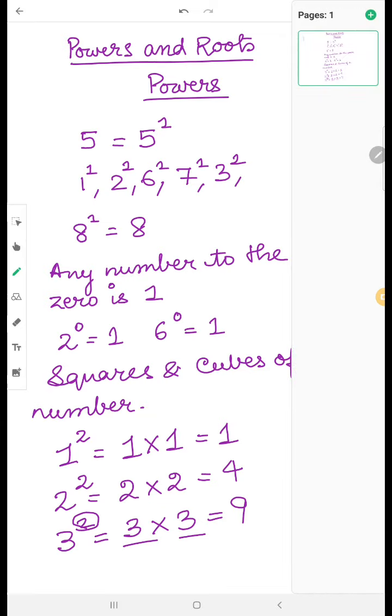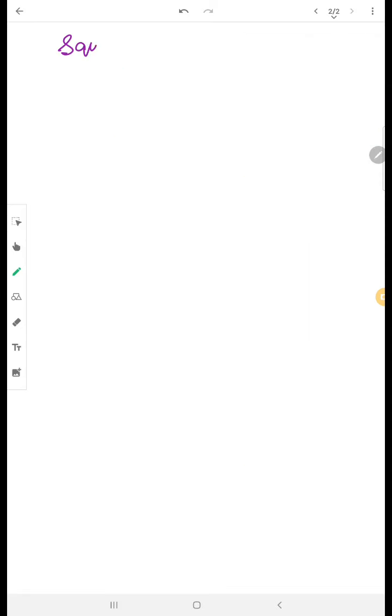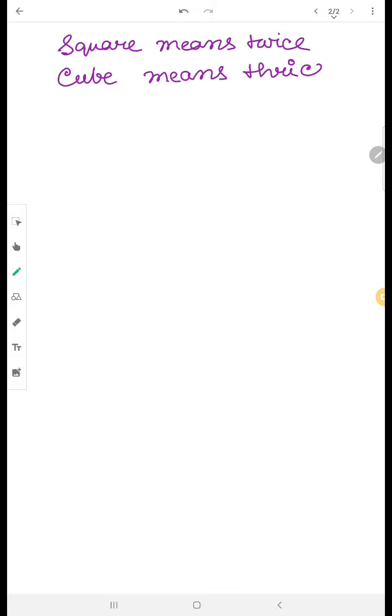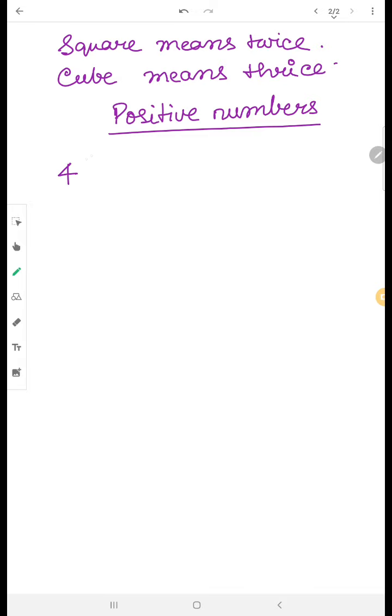Let me take a new page. Square means twice and cube means thrice. As you can see, right now I'm just talking about all positive numbers. Okay, so only positive numbers I'm talking right now. Now let's say I get a number, say 4, and I need to find the cube. This is called cube. 3 means cube. That means 4 is going to multiply by itself, 4 times 4 times 4.